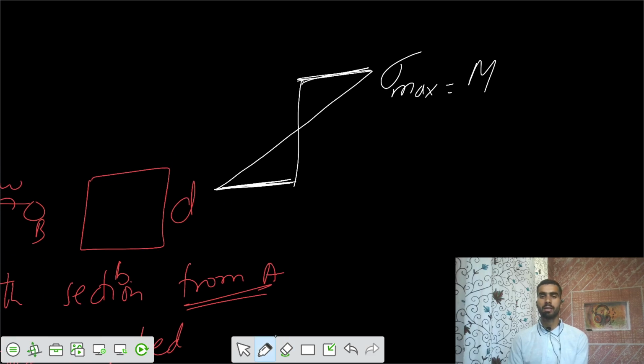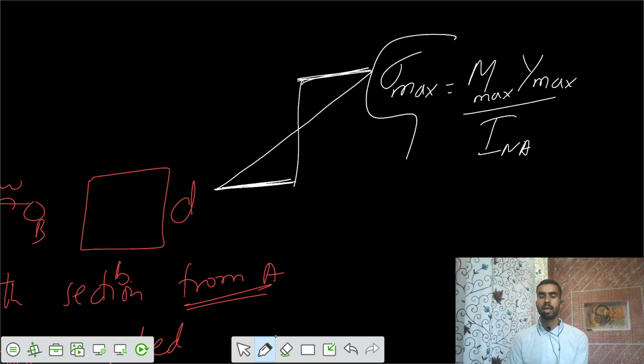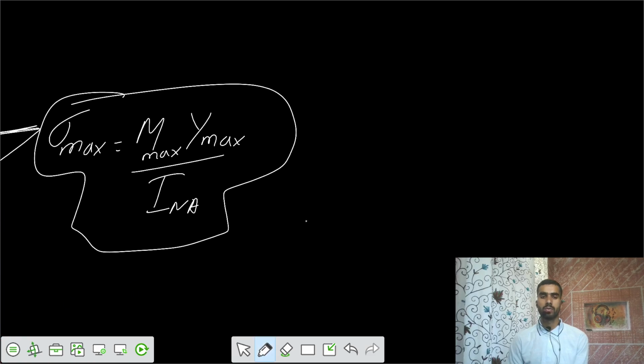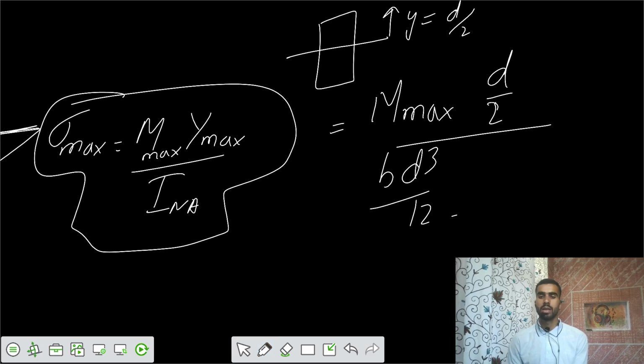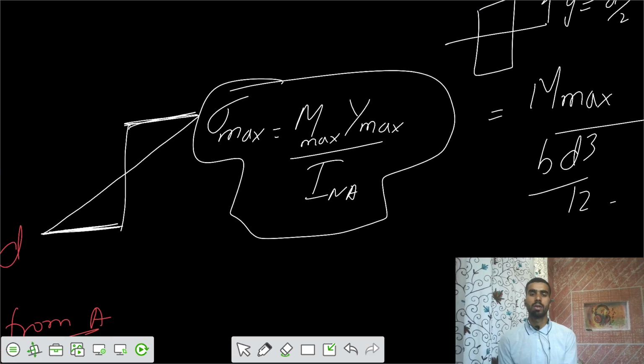Do we know that maximum stress equals M y by I? So for maximum stress, you should get the maximum moment and y max. For the rectangle section, y max equals d by 2, and M max we keep as it is, and we have d by 2, and the value of I about the neutral axis equals b d cubed by 12.